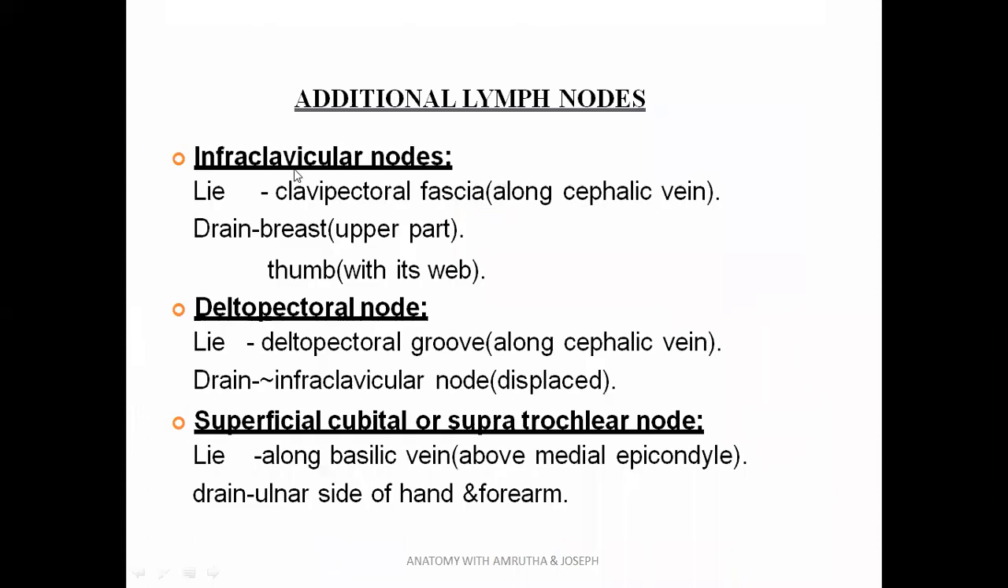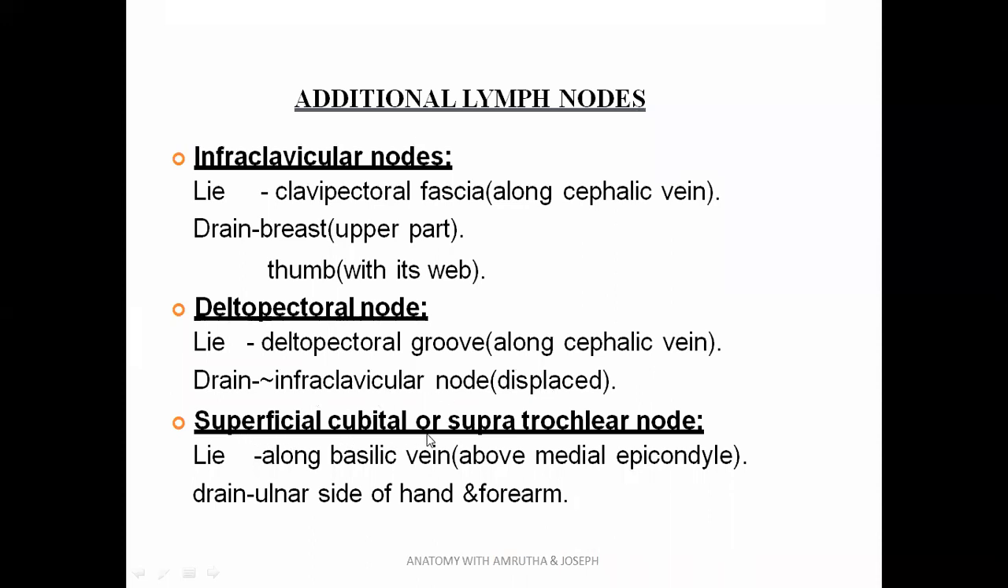Additional group of lymph nodes are the infraclavicular, which are lying along the clavipectoral fascia, along the cephalic vein, deep to the clavipectoral fascia, which in fact drain the upper part of the breast. Also the thumb, that is the area between thumb and index, the web region. Deltopectoral lymph nodes are lying along the deltopectoral groove, again seen along the cephalic vein in the superficial aspect, draining to the infraclavicular lymph nodes, which are actually displaced lymph nodes.